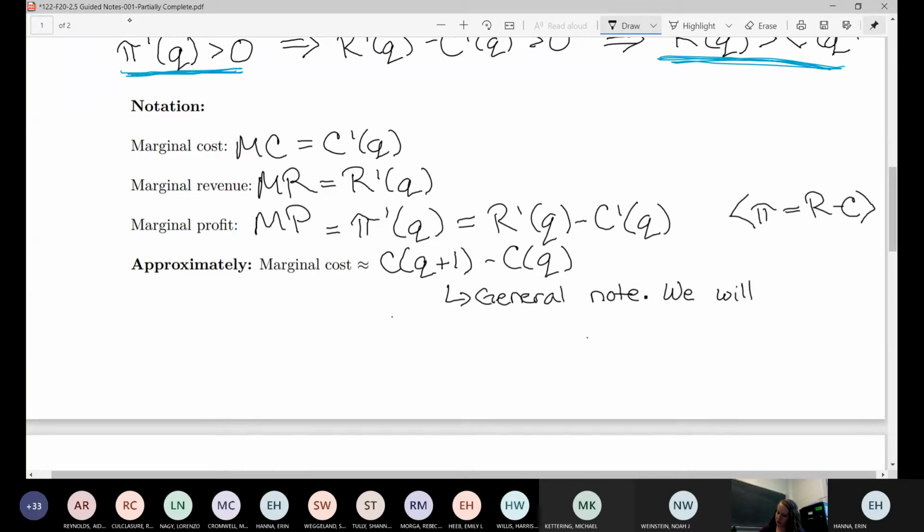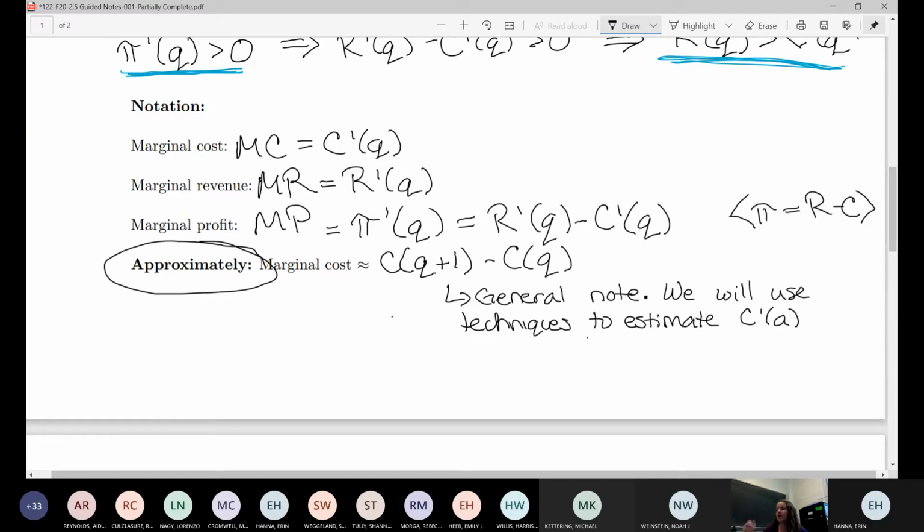We will use techniques to estimate C prime of Q or C prime of A for some value. While it's good to note this idea that the marginal cost is approximately equal to the cost of producing one more minus the cost of producing the original amount, I don't want you to think that's how you should go about finding it.